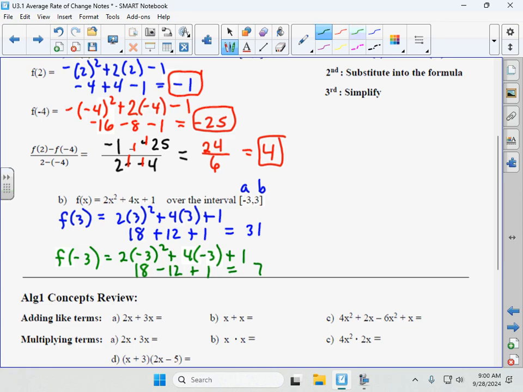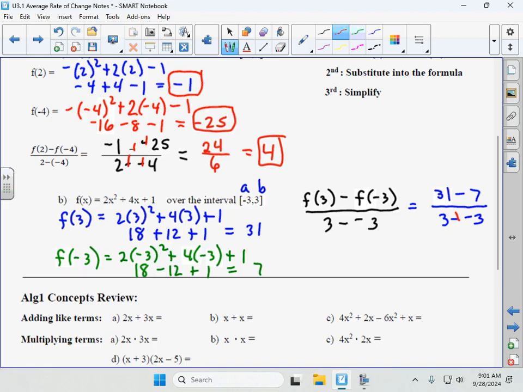All right. So again, we're plugging all these numbers into our formula. Again, this would be f of 3 minus f of negative 3. Okay, again, f of b minus f of a over the b value minus the a value. Okay, so again, we have that double negative. All right, so f of 3 we already found is 31 minus f of negative 3 we found was 7 over 3 minus negative 3.